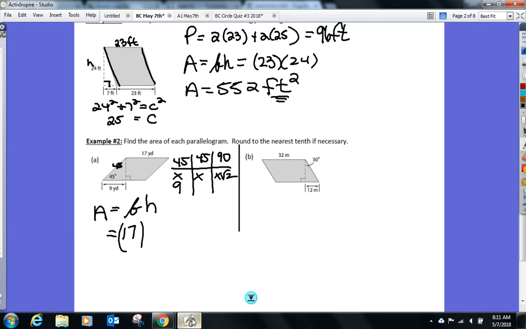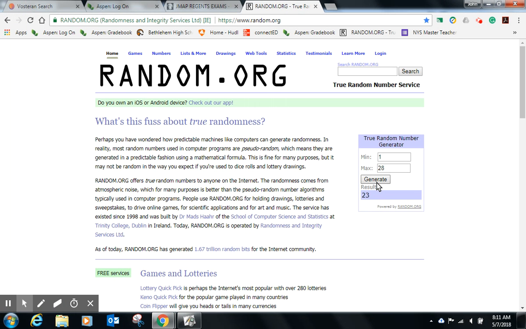Here you go, 13. What goes across from the other 45? 9, and what about across from the 90? Okay, so out of these values, which one's the height? Out of these three values, is it 9 or is it 9 radical 2? Which one's across? Where's my height across from? You guys tell me.